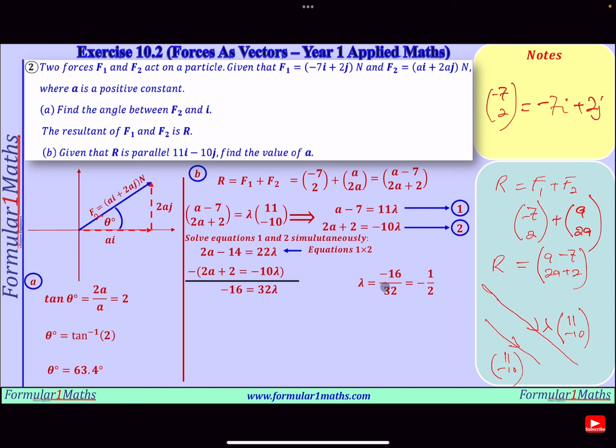So we can now substitute lambda into any of these equations to find the value of A. It's easier to use equation 1. So we are going to substitute in equation 1, and we are going to get this. Solving for A, simplify to get A minus 7 is equal to minus 11 over 2. And that will be A is equal to 7 minus 11 over 2. And solving will give A is equal to 3 over 2. And so that is the value of A.